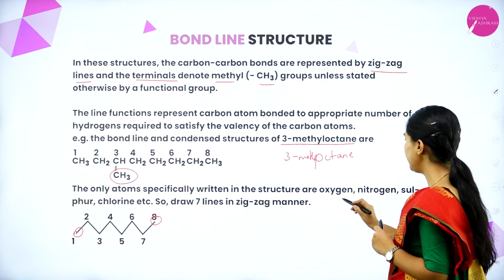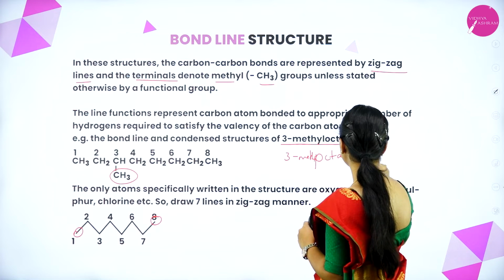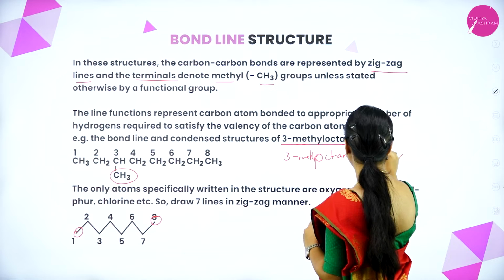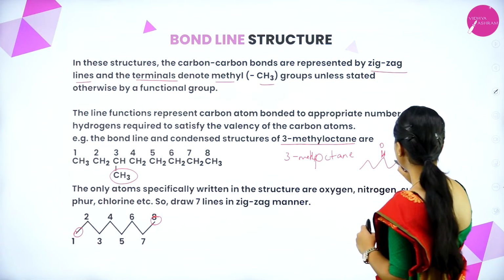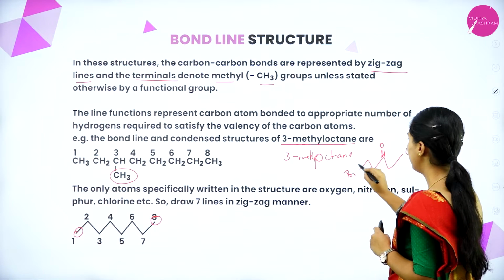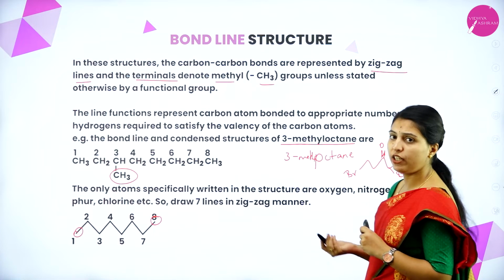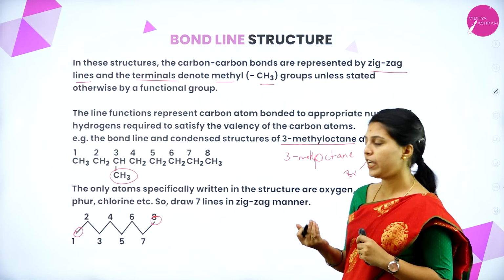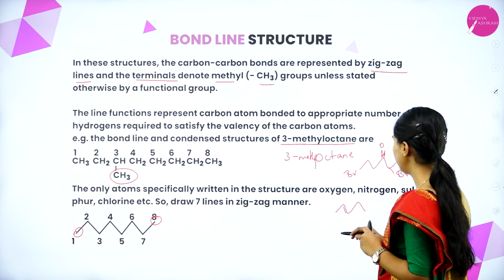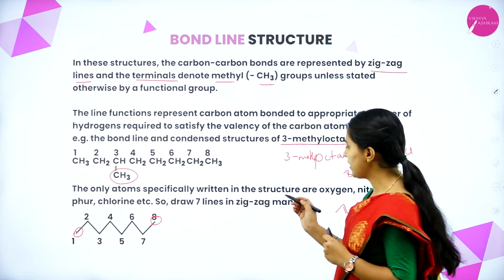But if it is present with oxygen or nitrogen as a functional group, you can write like this. The double bond O, or if chlorine is present here, bromine here, or bromine here, like this. Anywhere you can attach the functional groups, as well as triple bonds. If it is a double bond like this, or a triple bond like this, you can write it in a zigzag manner.